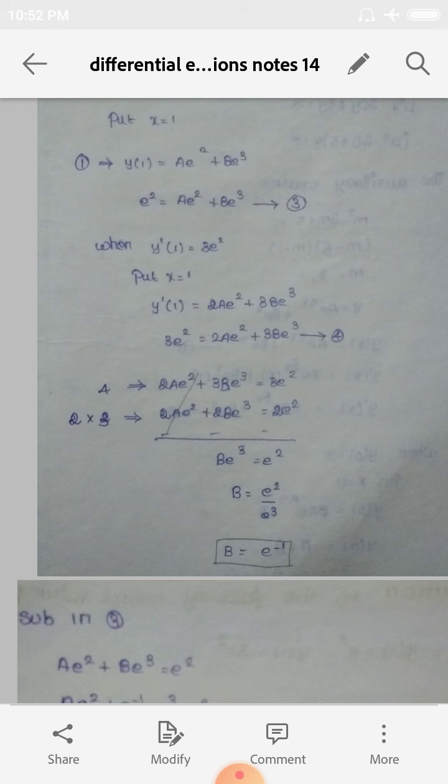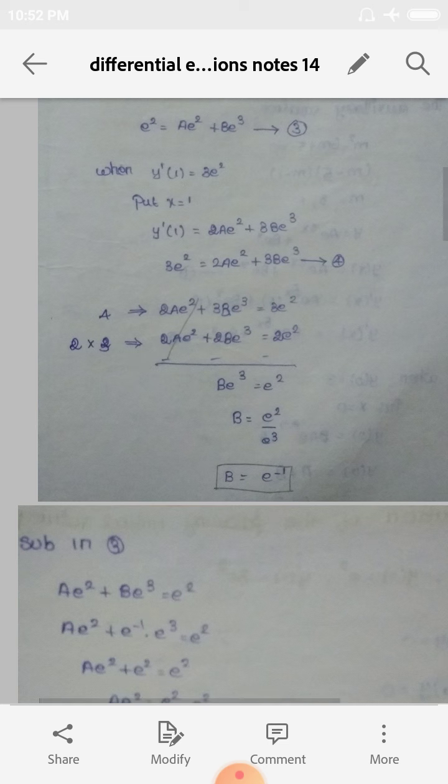Now, solving equations 3 and 4, we have to find the values of a and b. That is the procedure. After substituting the condition, we get equation 3 and equation 4. Now we have to solve these two equations. Write the fourth equation as it is. What is the fourth equation? 2a e power 2 plus 3b e power 3 is equal to 3 e power 2.